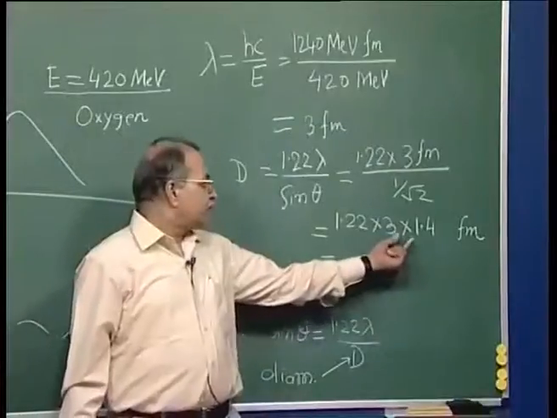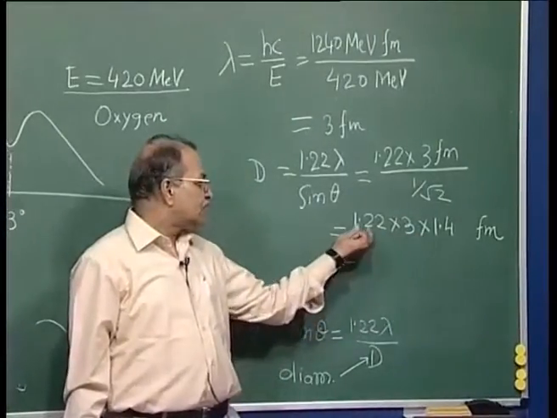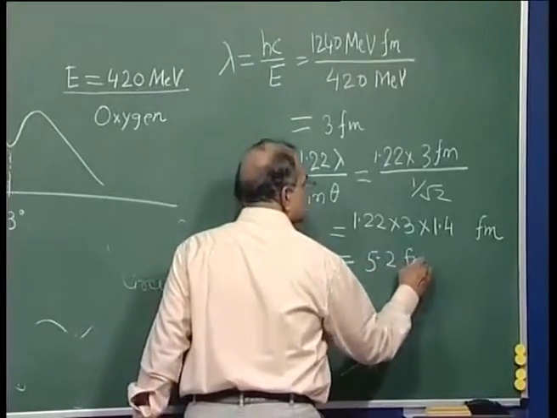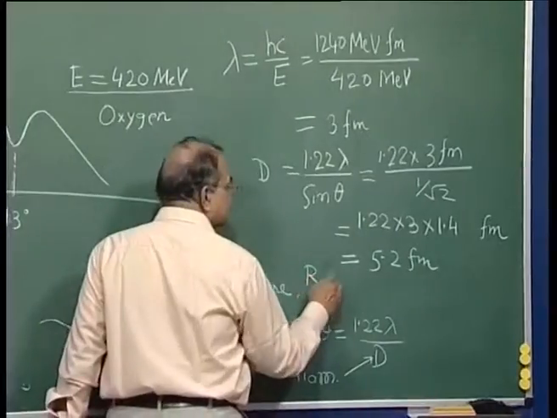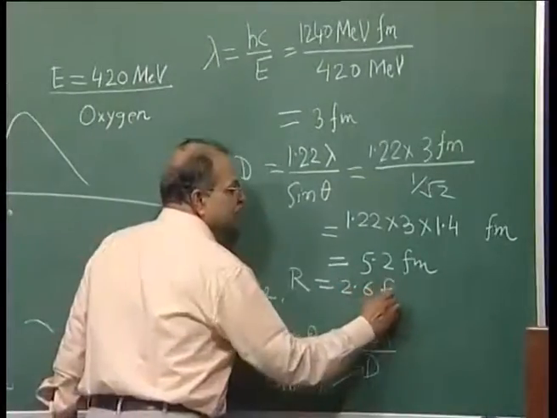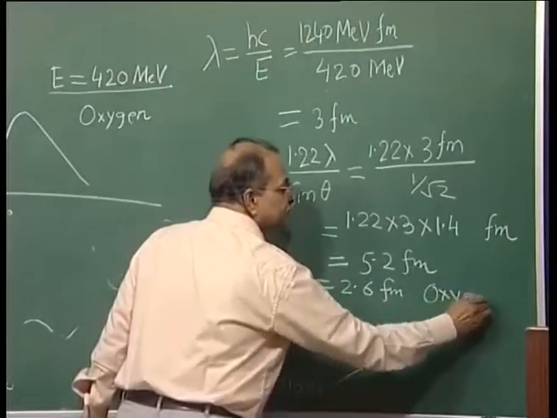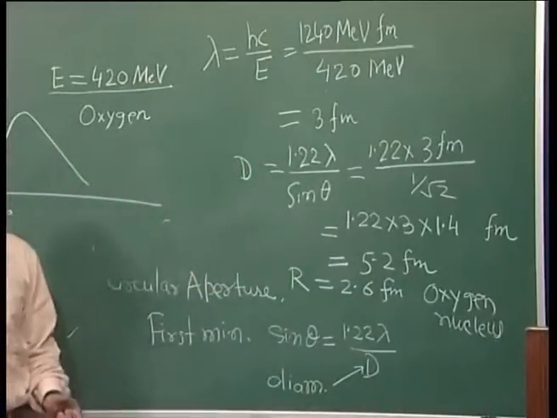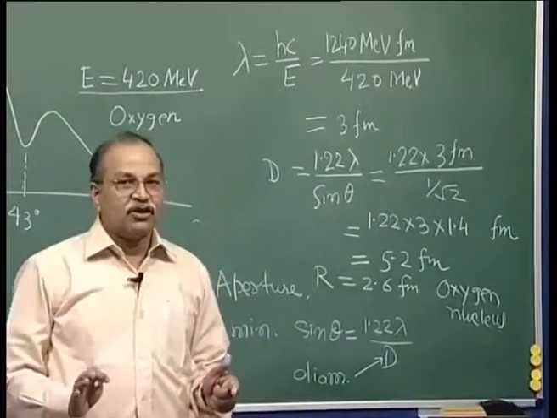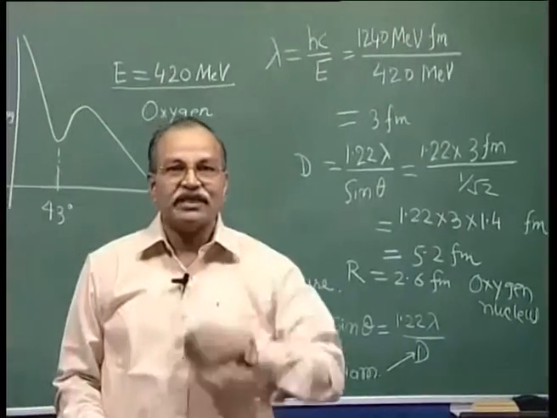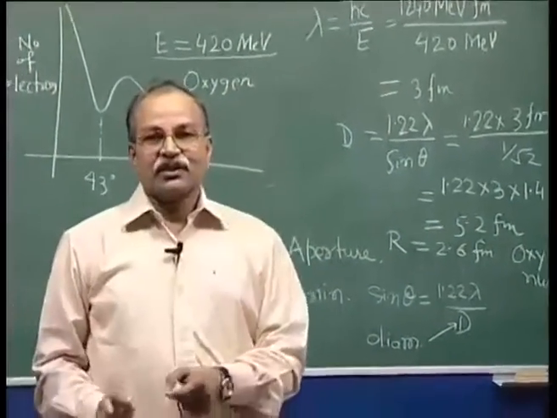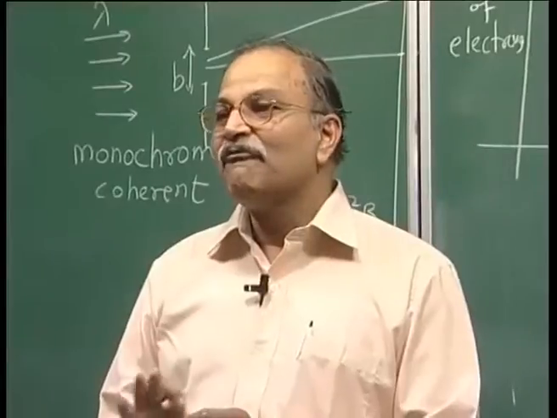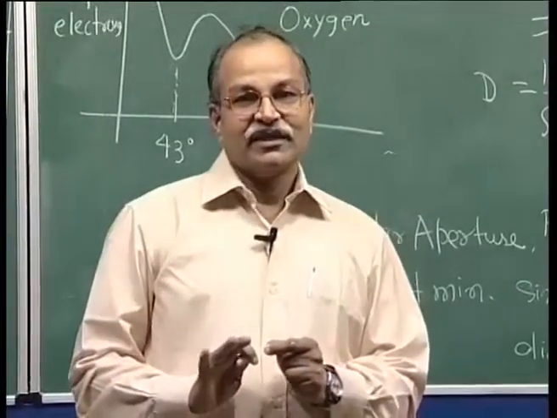Now, make a calculation, 4.2 here and 0.8 here, it will be around 5.2 femtometers. This is the diameter and the radius is 2.6 femtometers. This is for oxygen nucleus. A rough estimate, I have taken all this analogy from optics, and I have treated the nucleus just as a circular aperture. So, it gives an estimate that the radius of oxygen nucleus would be somewhere around 2.6 femtometers or so.